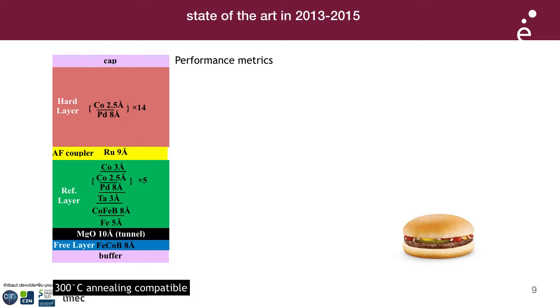What you can see is that in addition to the concept, there are additional layers. Especially, there's a very thick reference layer and a very thick hard layer, whose magnetizations are supposed to be coupled anti-parallel through an antiferromagnetic coupler, here the ruthenium layer. And because the stack is so complex, if you anneal the system at too high temperature, the structure degrades and the performance metrics go down.